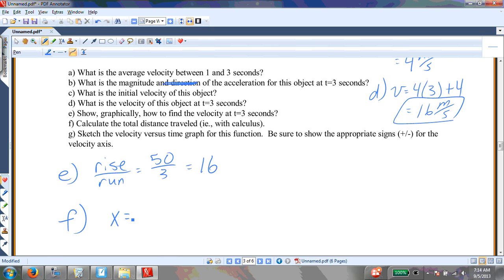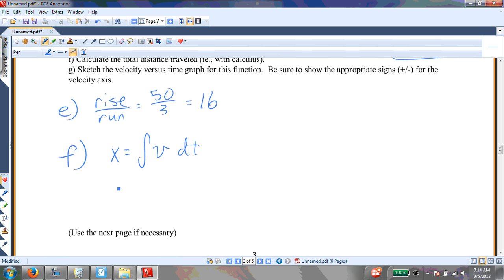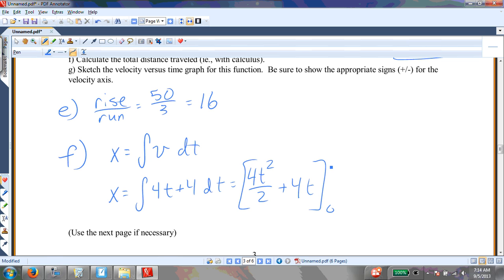The total distance is going to be the integral of v dt. My velocity function is 4t plus 4. And so if I take the integral of this, I should get something familiar to you. Notice this is just the position function. You could have started with that if you like. I'm going from 0 to 5 seconds.